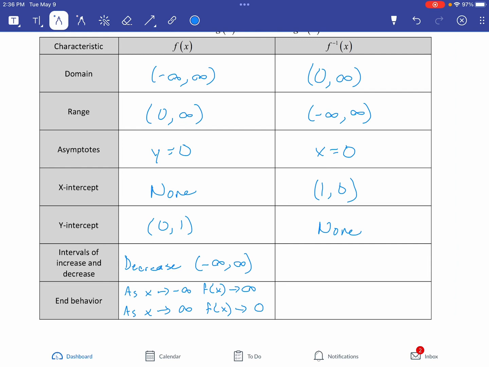The graph is still decreasing over the domain of 0 to infinity. And then finally, your end behavior. As x goes to the left, it's going towards 0, the graph is going up towards infinity. As the graph goes to the right, towards positive infinity, the graph is going down towards negative infinity. That's your end behavior.